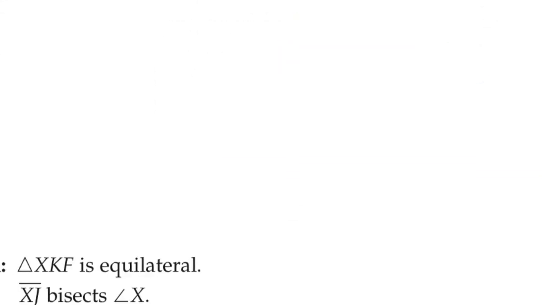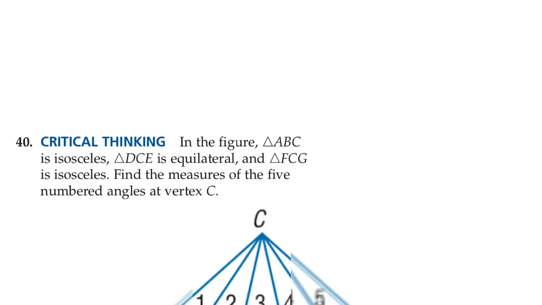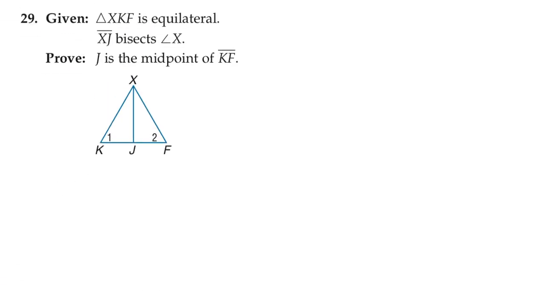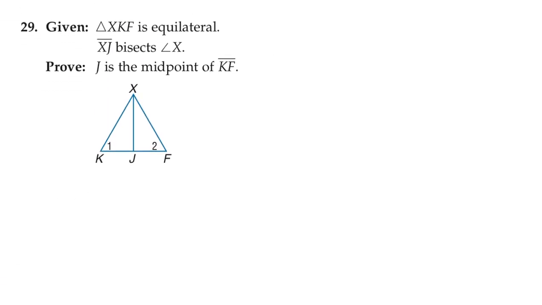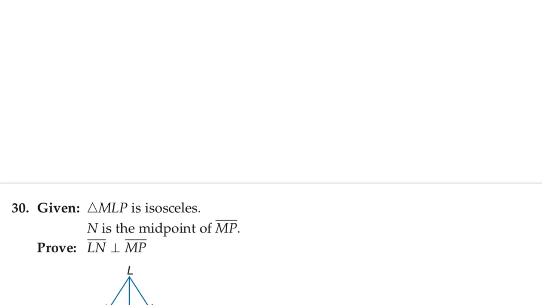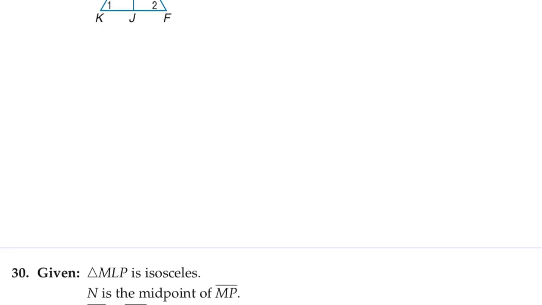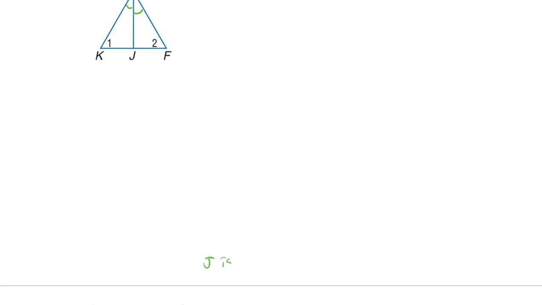Let's go on. I think I'm only doing maybe two more or so. Oh, three more because I added that round one there. Okay, so we're given that this triangle is equilateral and that XJ bisects angle X. So that's what the bisects means, those angles are the same. We want to show that J is the midpoint of KF. Well, to show it's the midpoint, what's the definition of midpoint, right? So if we down here at the bottom go, J is midpoint of KF.